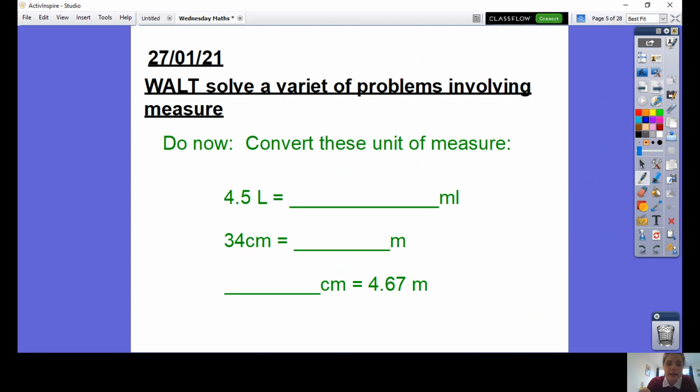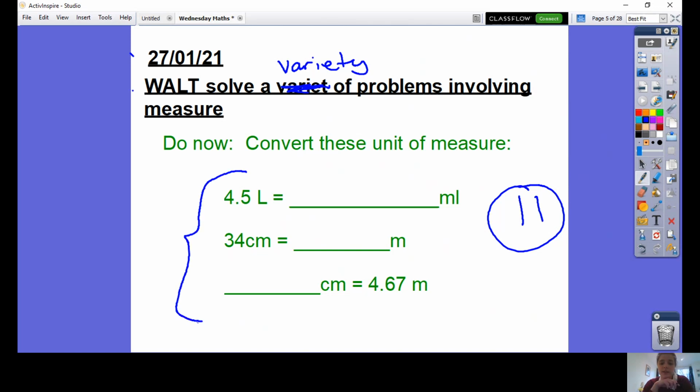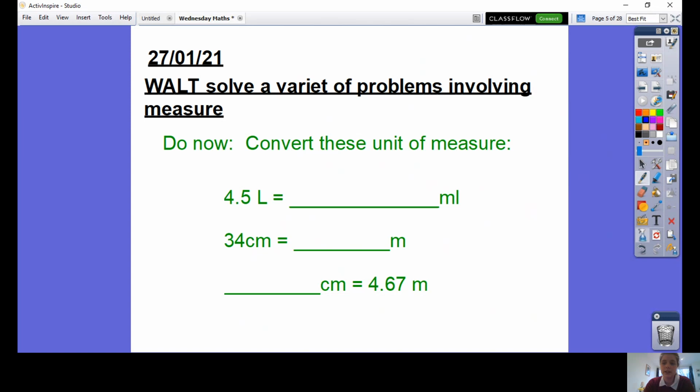Okay, today we are going to be solving a variety of problems involving measure. Can I ask you please to pause the video now, write the date, the WALT, and do these 3 conversion questions. 4.5 litres into millilitres, 34 centimetres into metres, and 4.67 metres into centimetres. Don't forget to use your conversion charts if you need to. Pause the video and answer those questions.